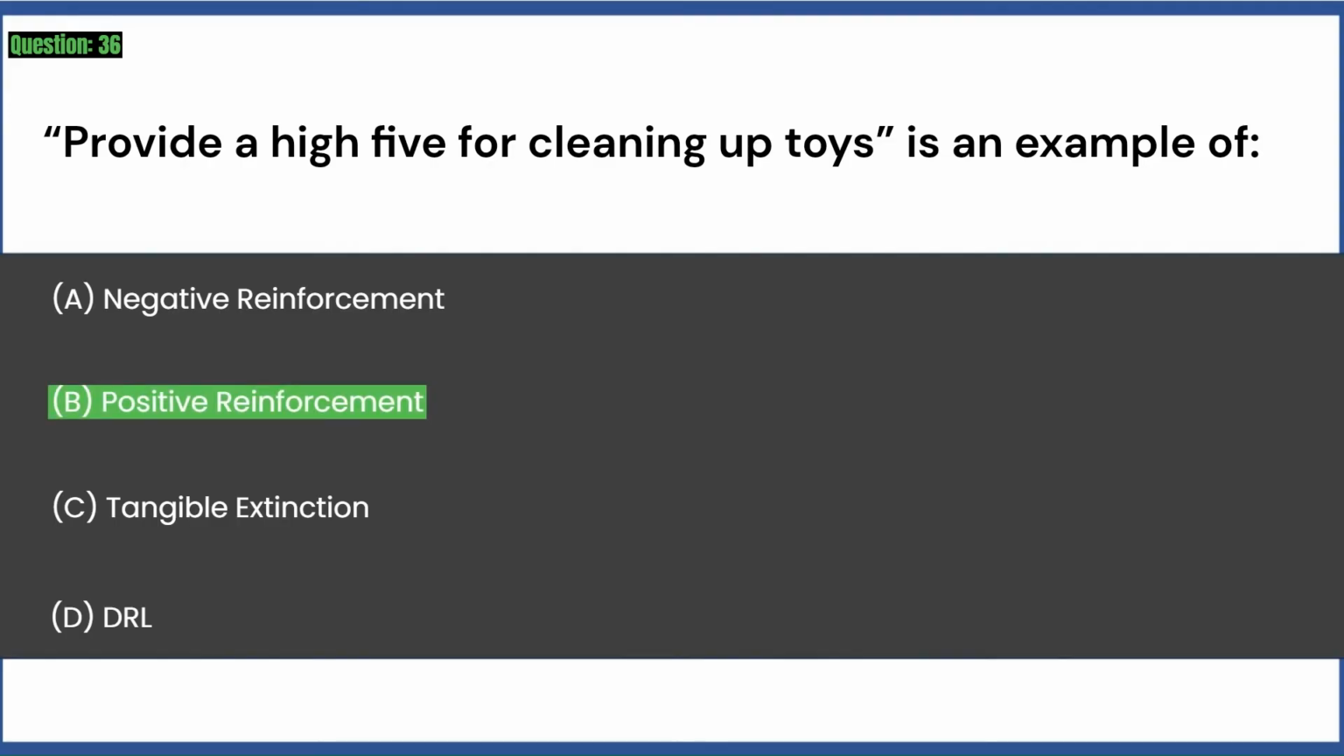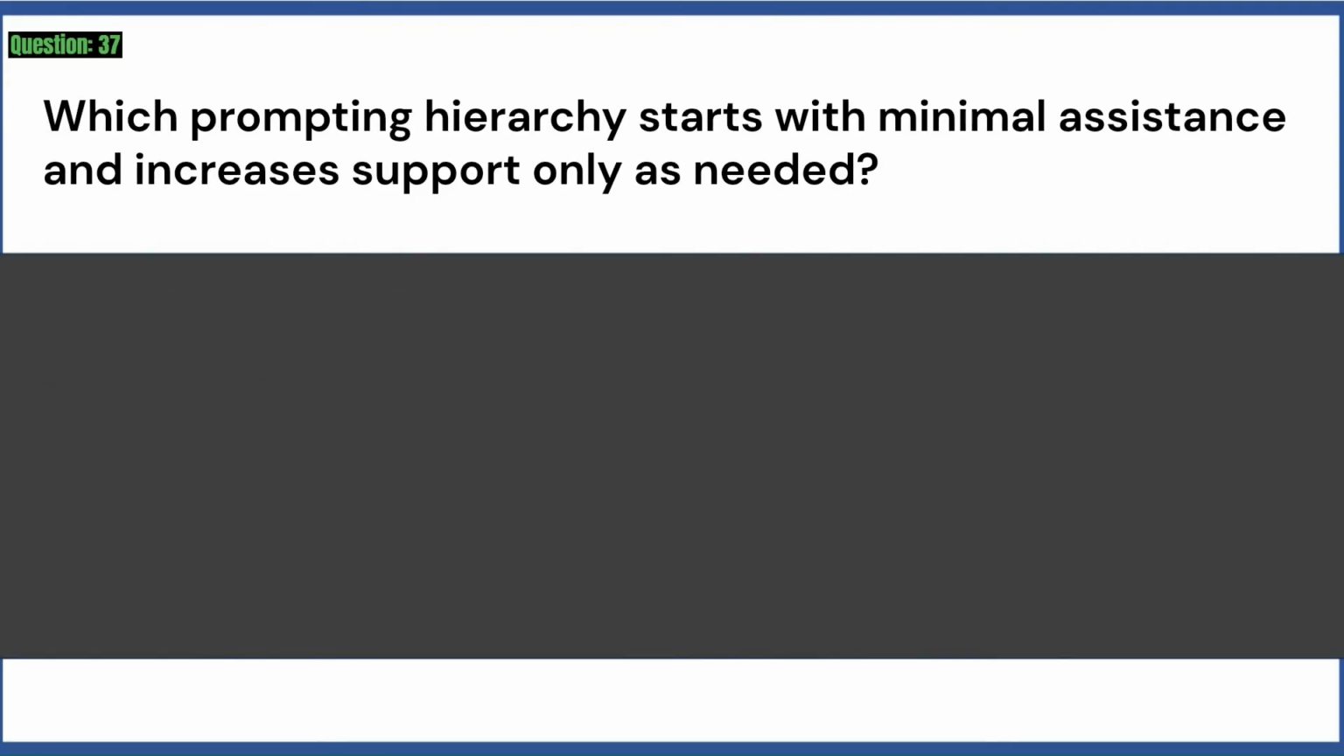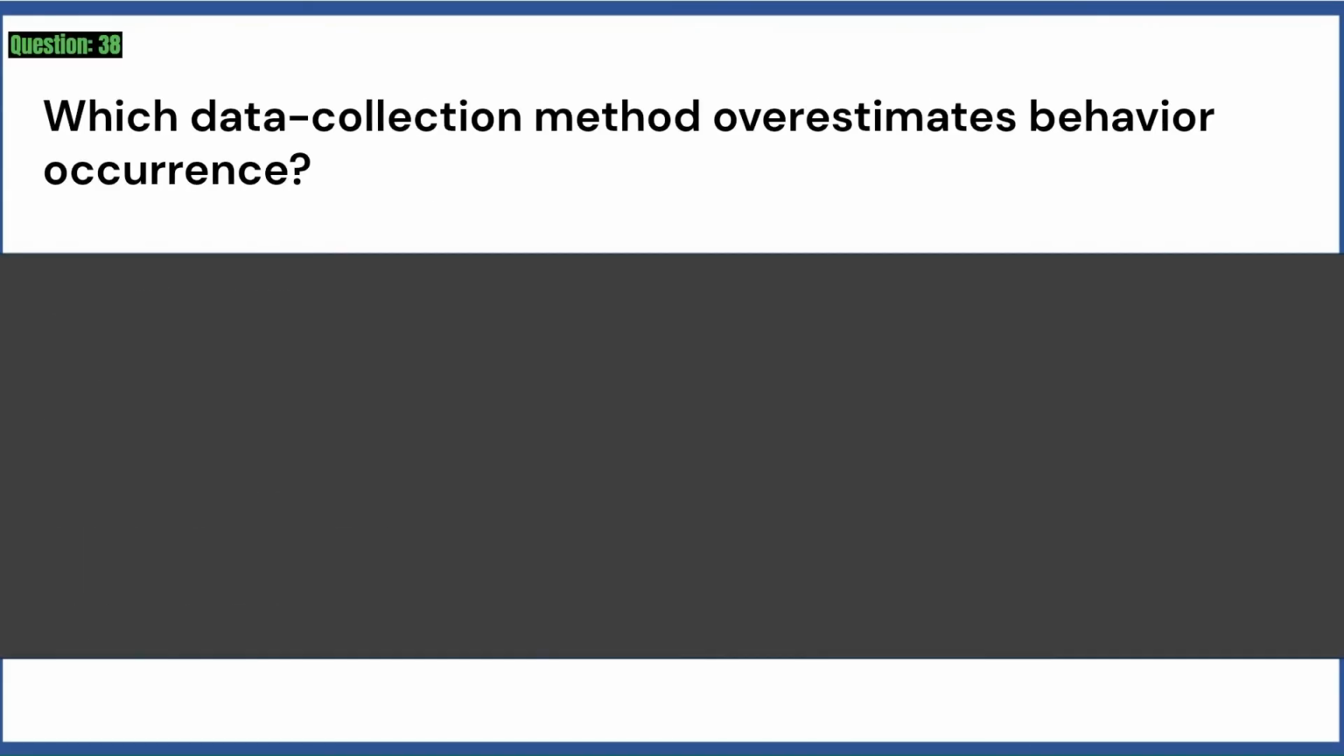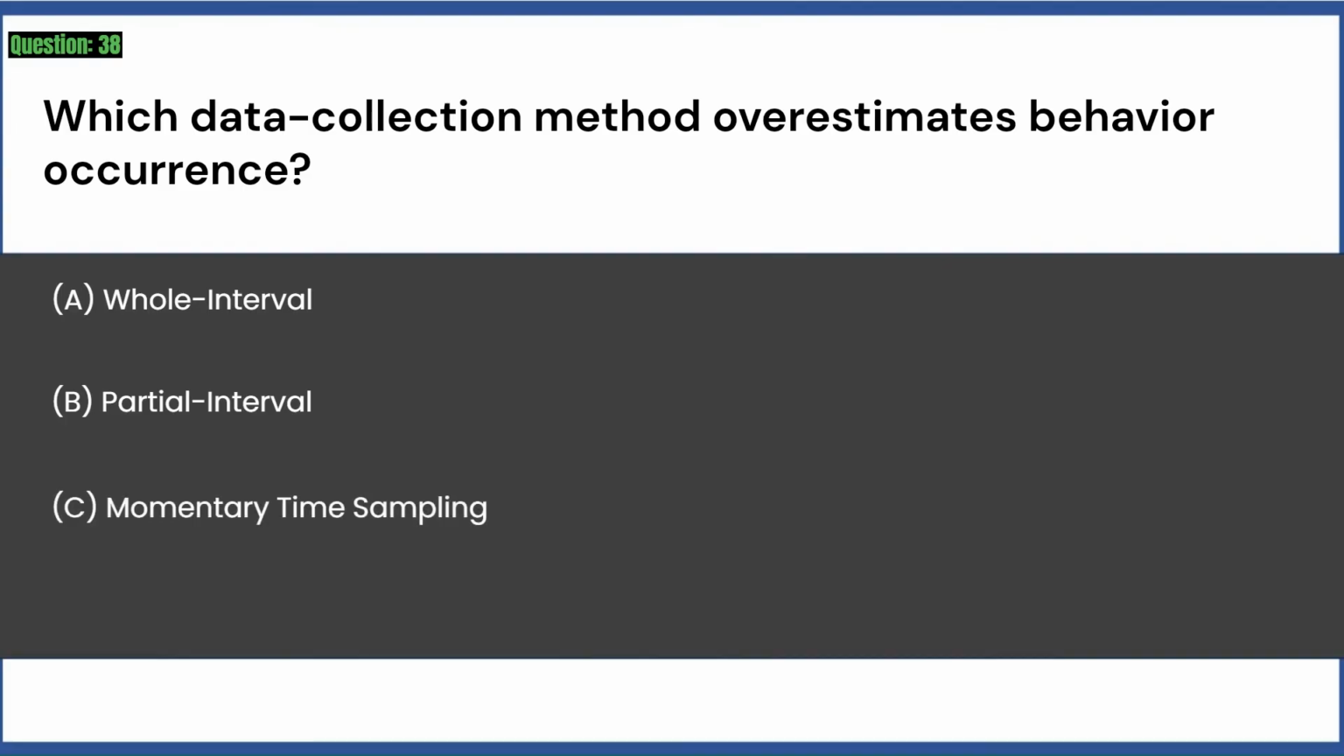Answer B. Positive reinforcement. Which prompting hierarchy starts with minimal assistance and increases support only as needed? A. Most to least. B. Least to most. C. Graduated guidance. D. Stimulus fading. Answer B. Least to most. Which data collection method overestimates behavior occurrence? A. Whole interval. B. Partial interval. C. Momentary time sampling. D. Latency. Answer B. Partial interval.